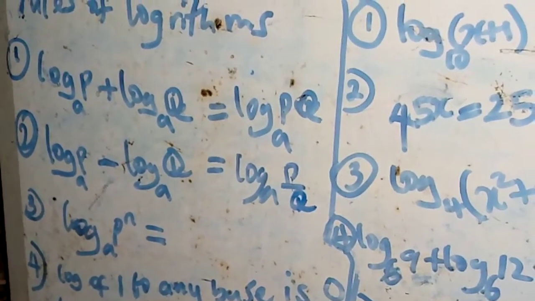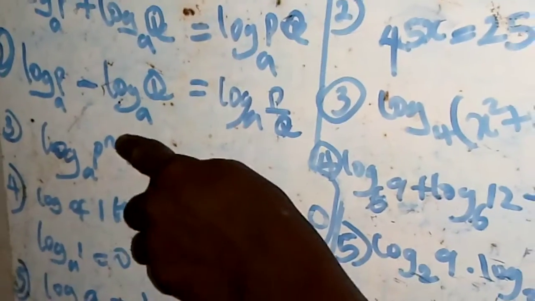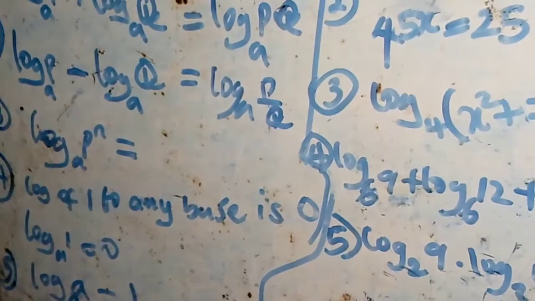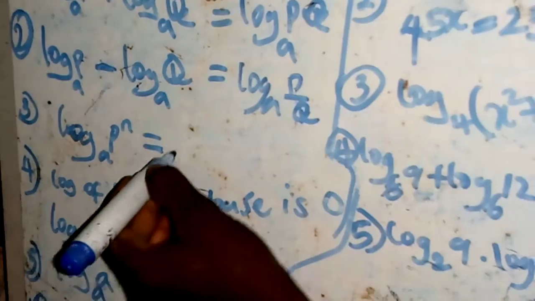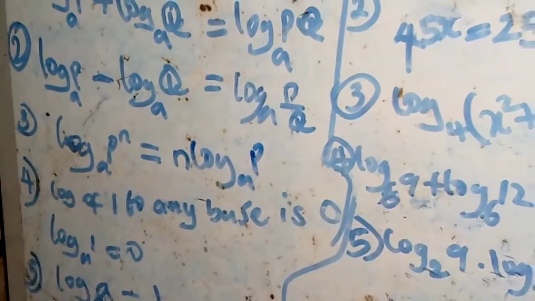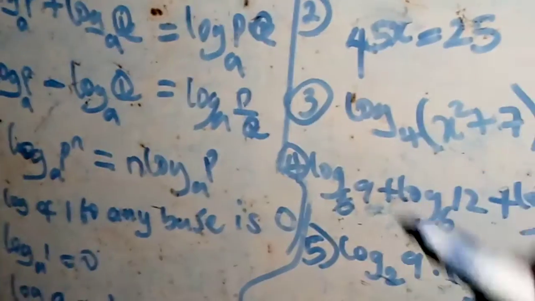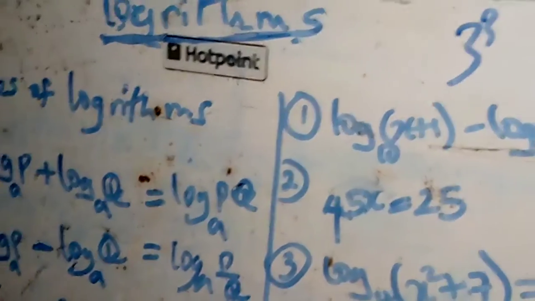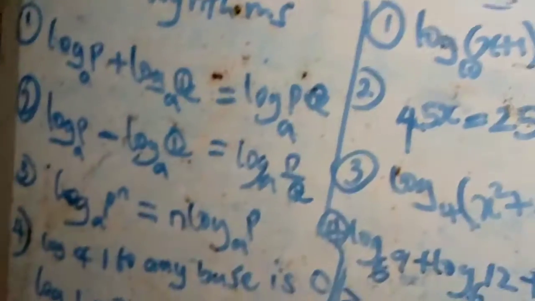Looking at the third one, it says anything raised to a power, this is the power. So this power is coming to this side, I mean, behind this log. So the n is coming behind the log, so it will be n log a b. So anything raised to a power, if it's a number, like 3 raised to power 3, the power will come back to be behind the log. I mean something like this, 3 comes to this side. So let's move further.